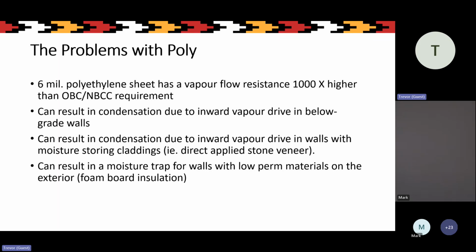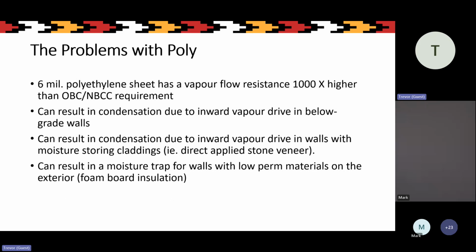So if poly works all the time from a vapor flow standpoint, that's great. Why not just use it all the time? Well, there are some issues. 6 mil poly has a vapor flow resistance of about 1,000 times higher than the OBC requirement, and it can result in condensation due to inward vapor drive.